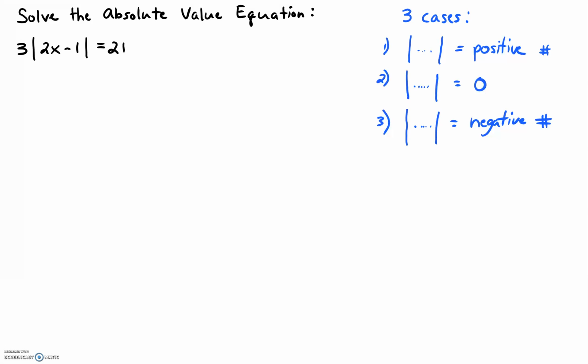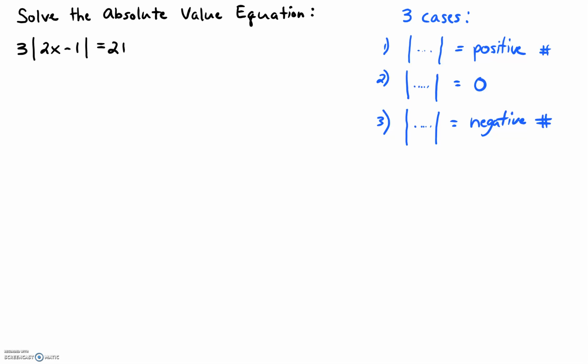In this video, we're going to look at solving absolute value equations. And the particular equation we're going to look at is 3 times the absolute value of 2x minus 1 is equal to 21. Now, before we get started on solving this particular example, let's review how to solve an absolute value equation.